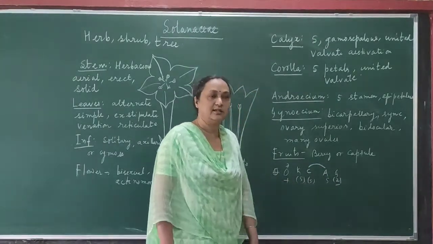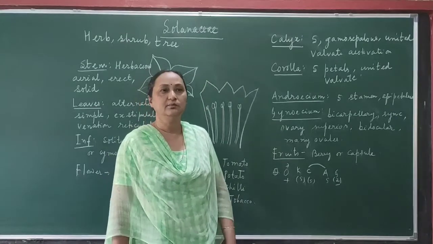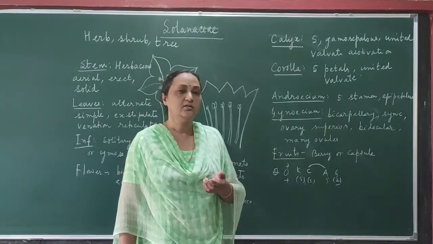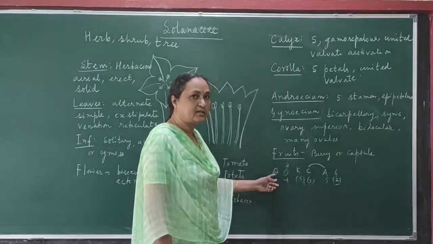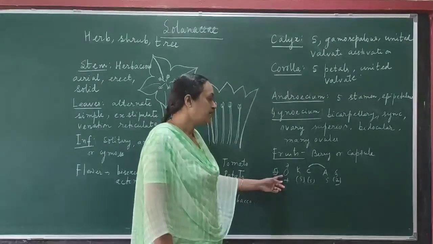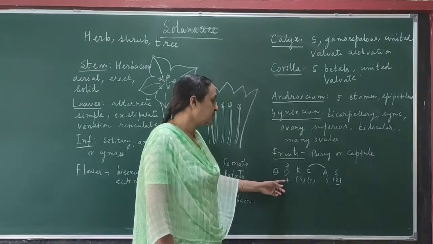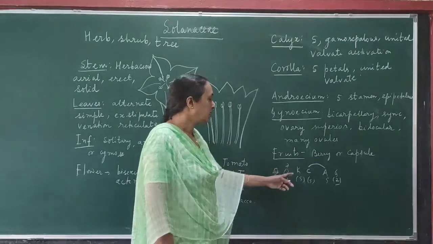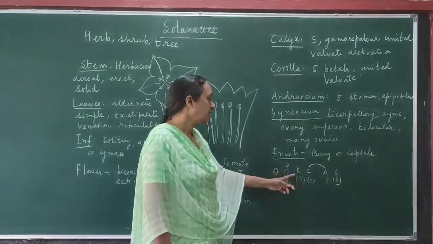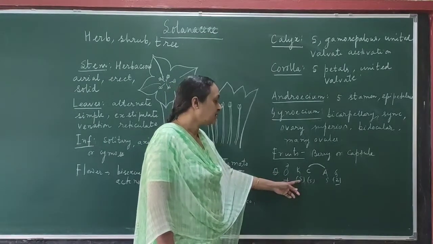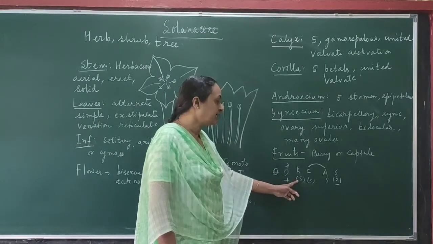Because when we describe a family, then we write the floral formula, so that is the symbol. This is the symbol for an actinomorphic flower. This is a bisexual flower, both male and female parts; this is the female part, this is the male part. Calyx, we are writing by indicating K. So here 5 sepals are there. If they are united, then we put them in a bracket.